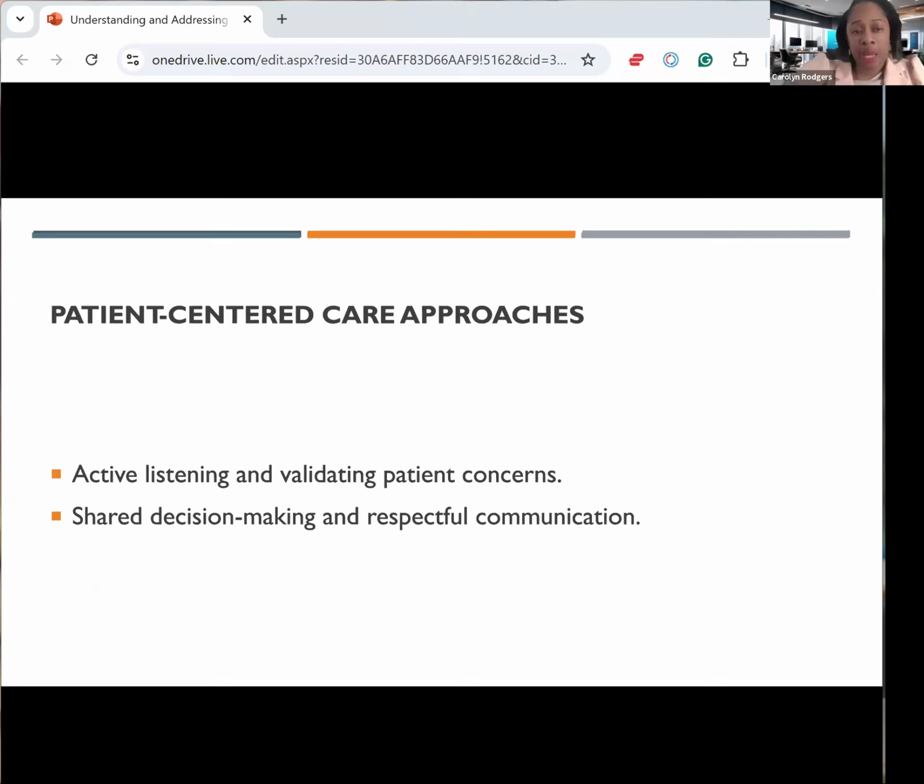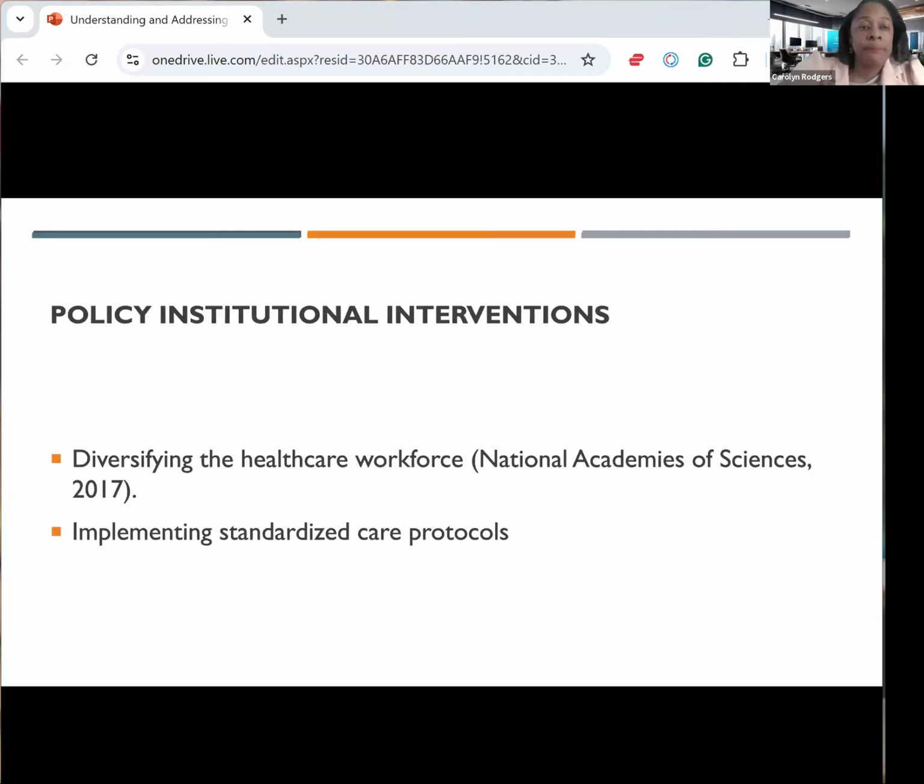So, what is the patient centered care approach? Again, we need to have active listening. We want to make sure that we're validating our patients' concerns because, again, that builds trust. And we want to have shared decision making and respectful communication because, again, it's the patient's body. No one knows their body better than the patient. And we should respect and listen to what the patient has to say and make it a shared decision, okay, about what needs to happen next.